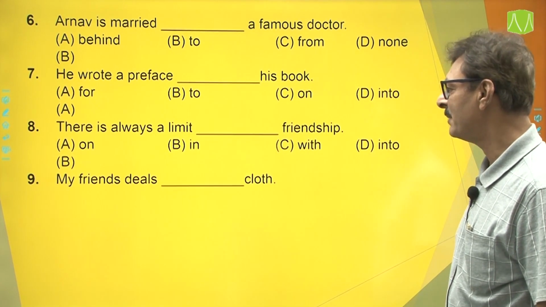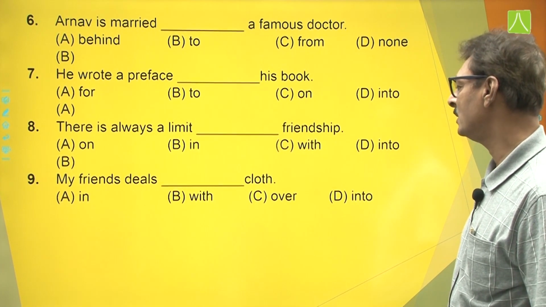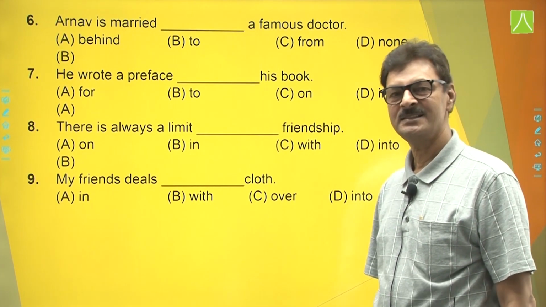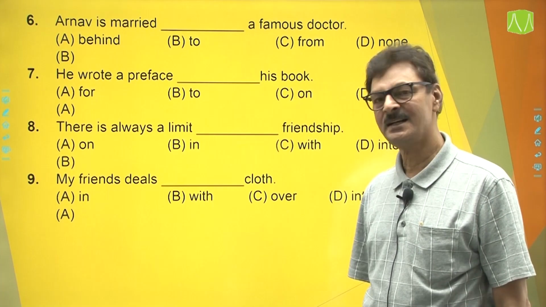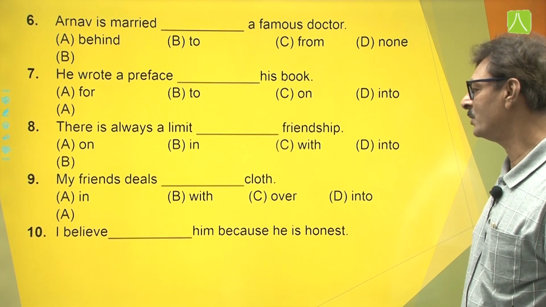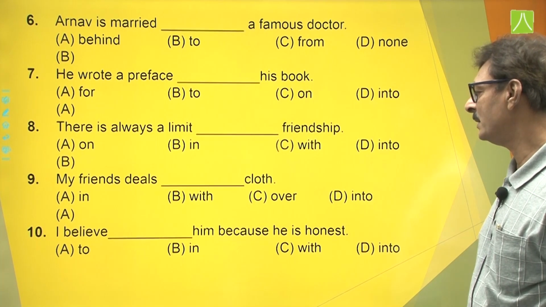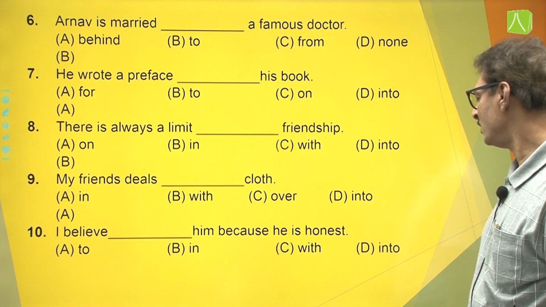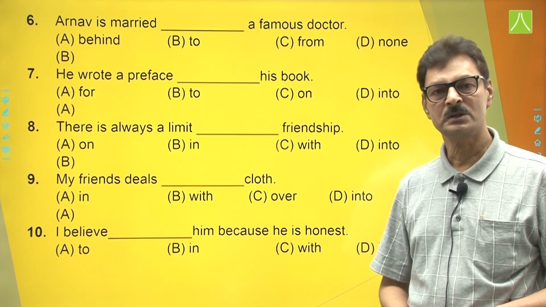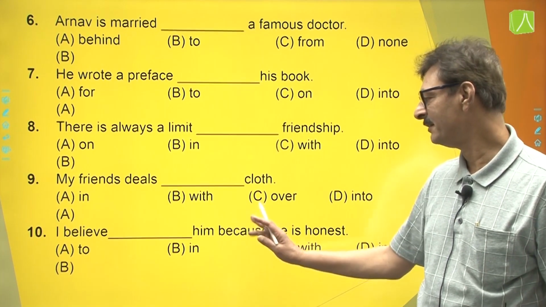The second last sentence. My friend deals dash cloth. अच्छा example है. In cloth, with cloth, over cloth or into cloth. And the correct answer is yes. आपने सही guess किया है. The correct answer is option number A, in. And the last example for this topic. I believe dash him because he is honest. I believe to him, I believe in him, I believe with him, or I believe into him. Yes, which one of these is the correct option? क्या है सही जवाब? The correct answer for this is I believe in him.